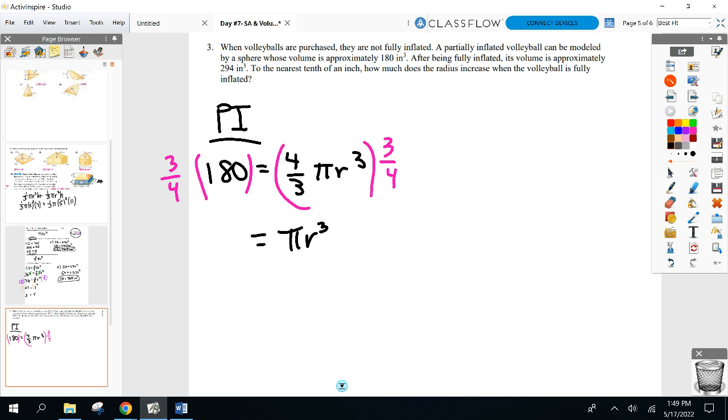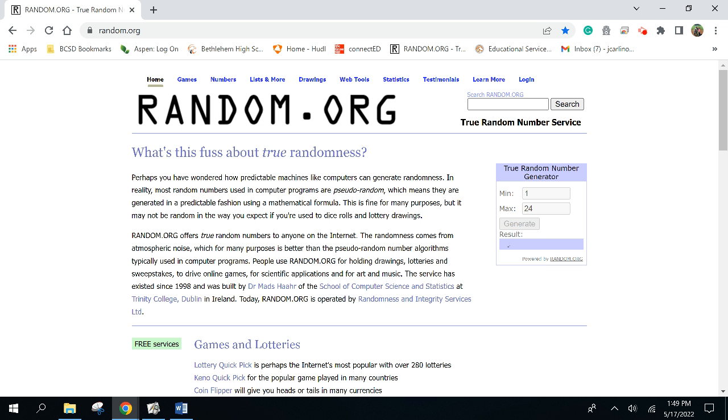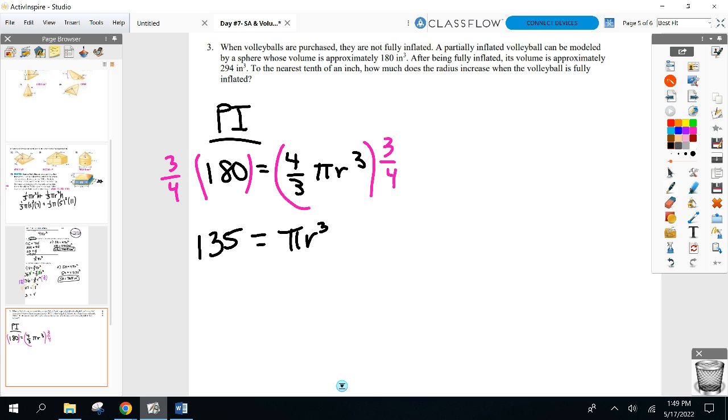Pi r cubed equals... a little help over there, what do I got? 135. Next move. 4, Griff. Now I divide by pi. And that number, we're not going to do what with? Round it, thank you.